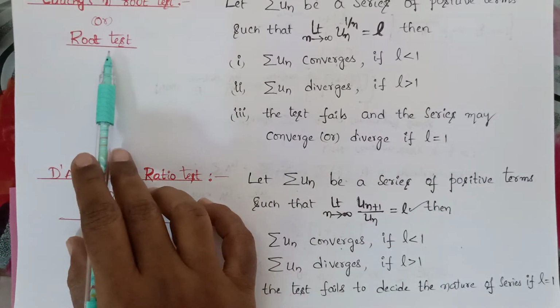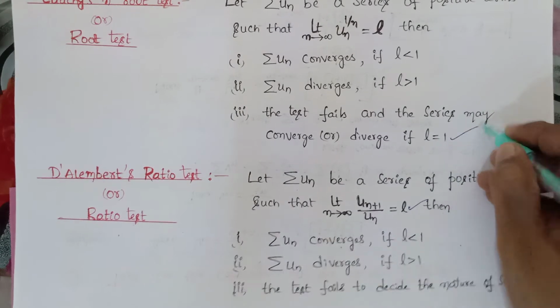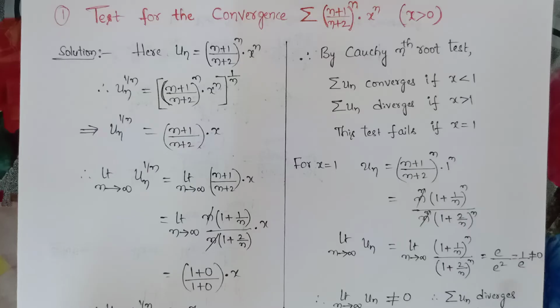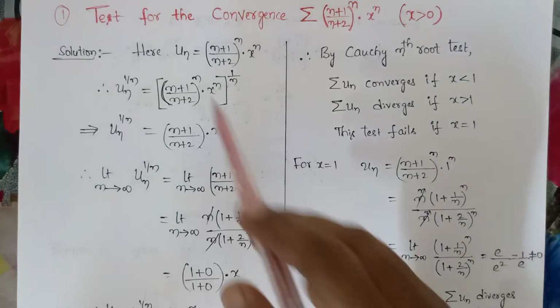Previously we have discussed root test. For L is equal to 1, root test fails. Here also for L is equal to 1, ratio test fails. Now we will see one problem.